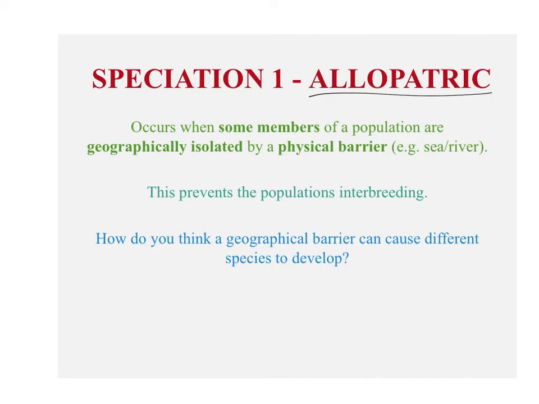And this is where only some members of an original population are geographically isolated by a physical barrier. It has to be a tangible barrier, something that restricts movement. And this physical barrier, so seas, rivers, mountains, prevent populations interbreeding. And I want you to think, how might things like seas, rivers, mountains cause different species to develop?